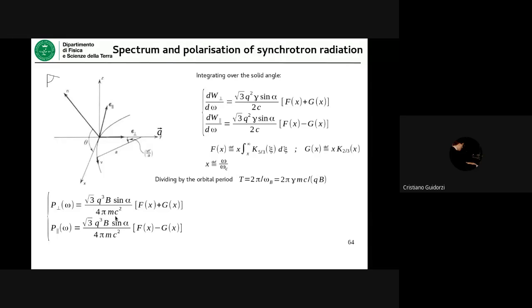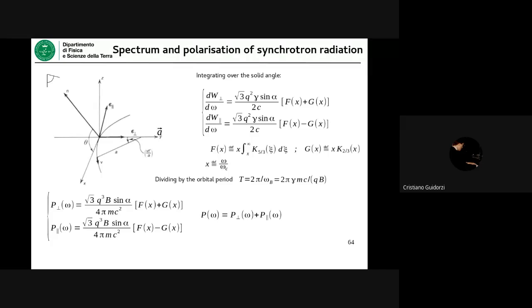This coefficient is the same for both polarization modes, and if you remember, it's exactly the same coefficient that we ended up with when we calculated the total synchrotron power of one electron. Now, the total power is, of course, the sum of the two independent polarization modes. So it's nothing but that.